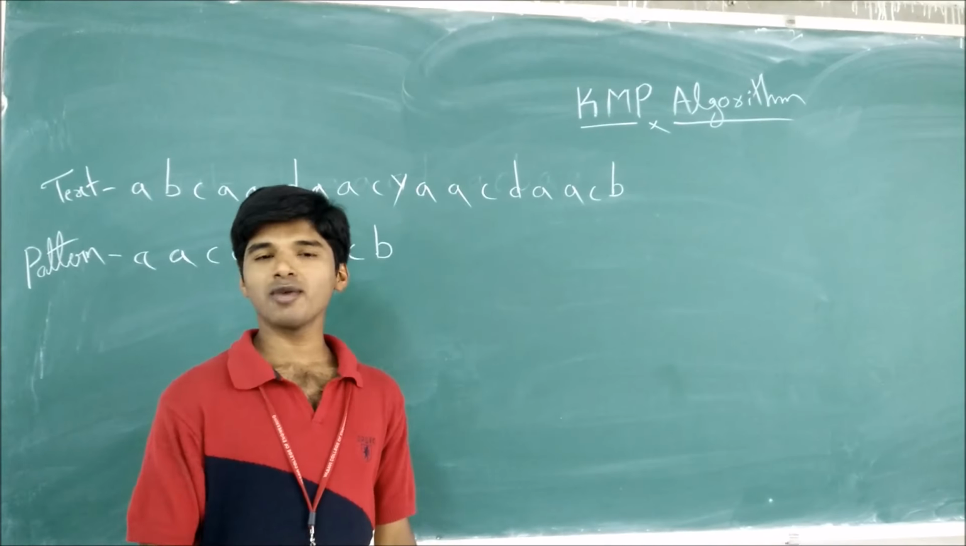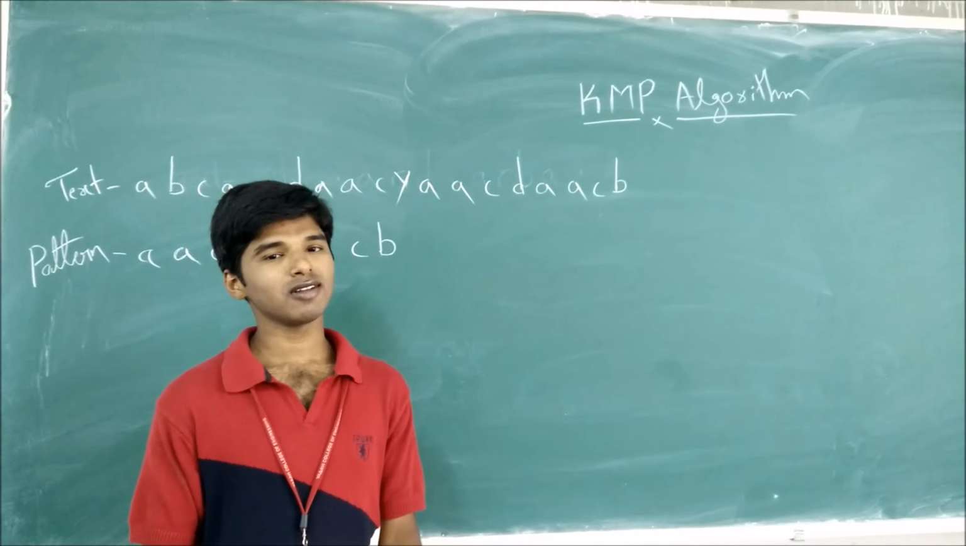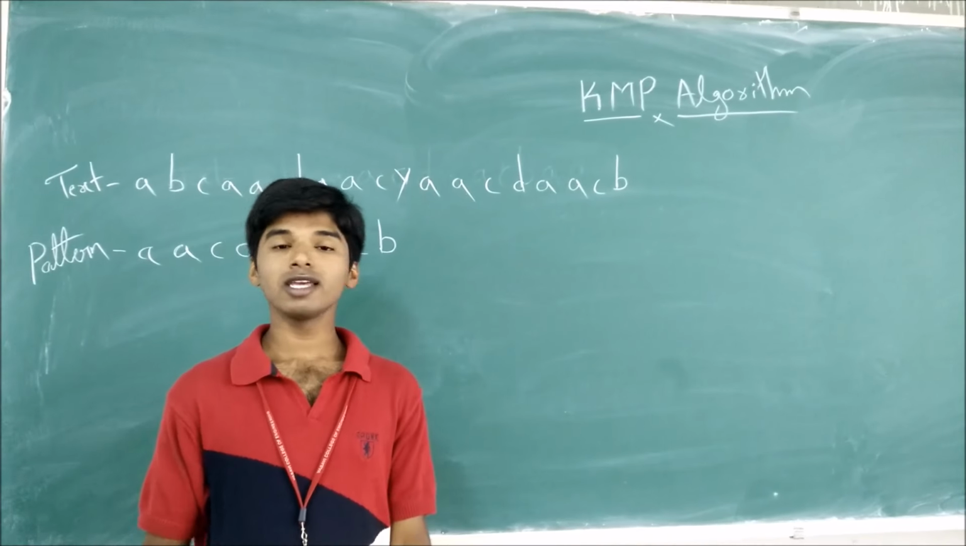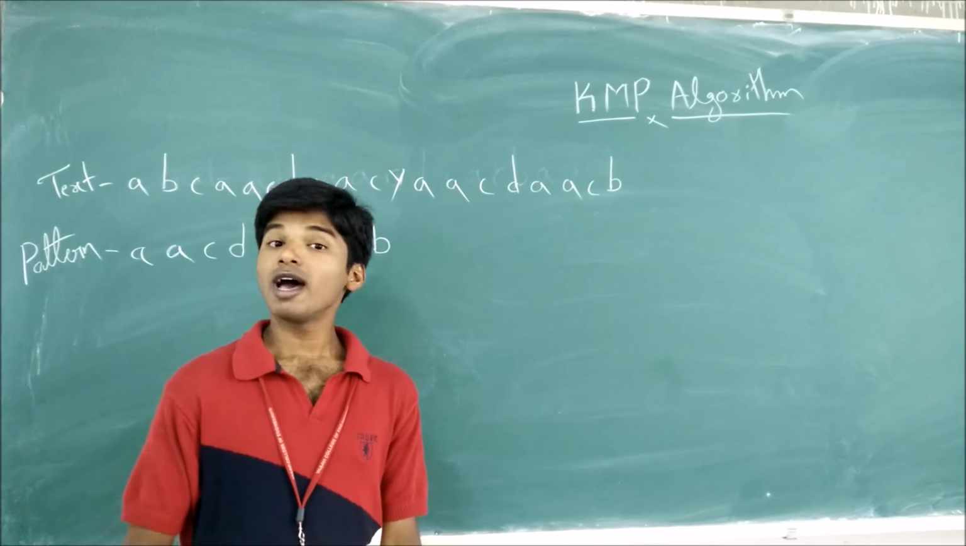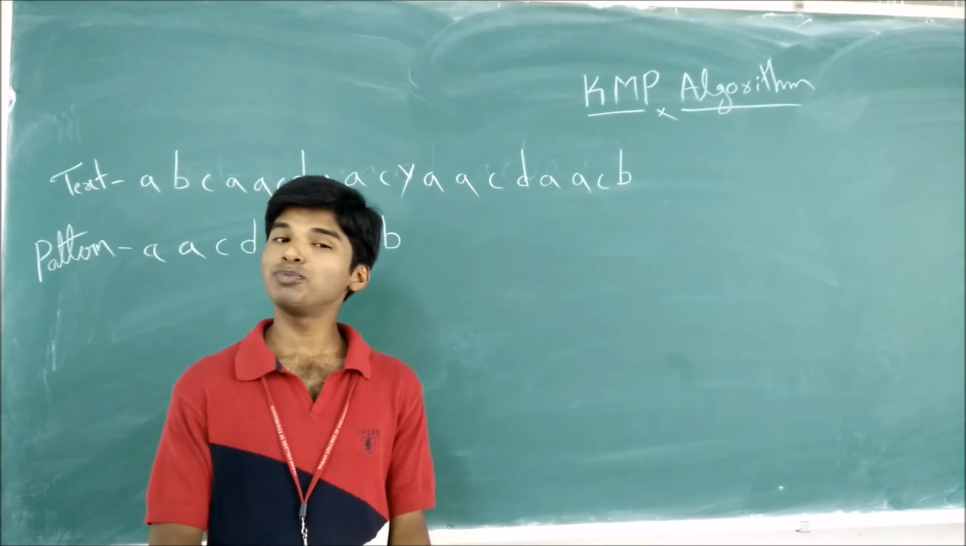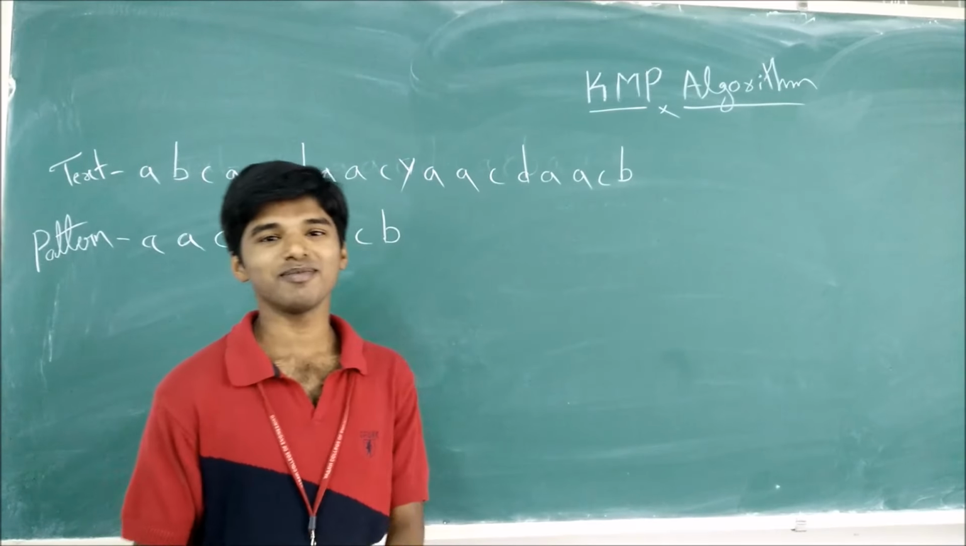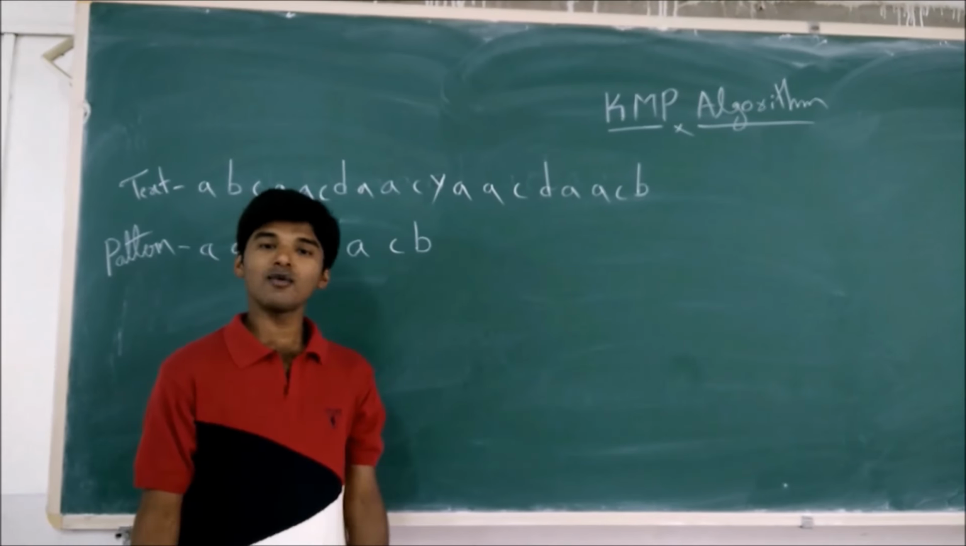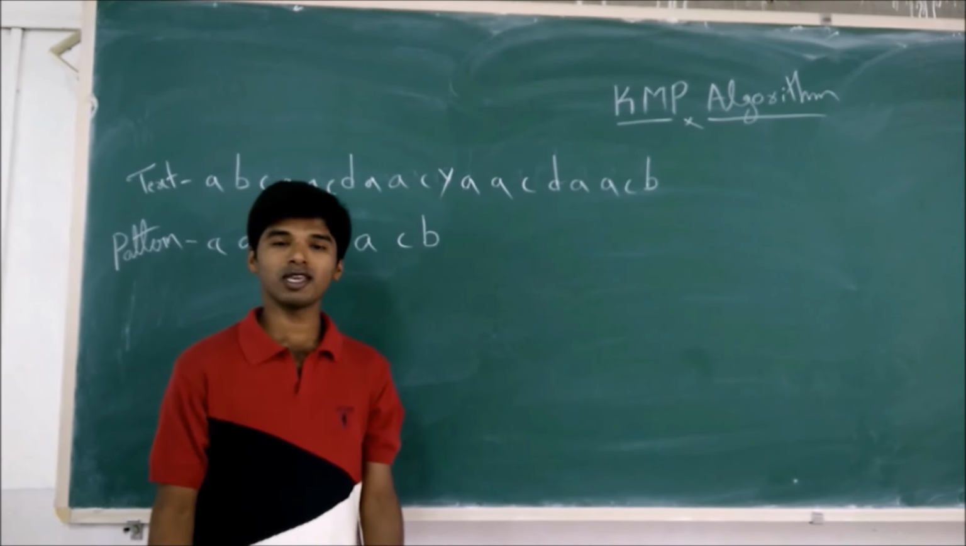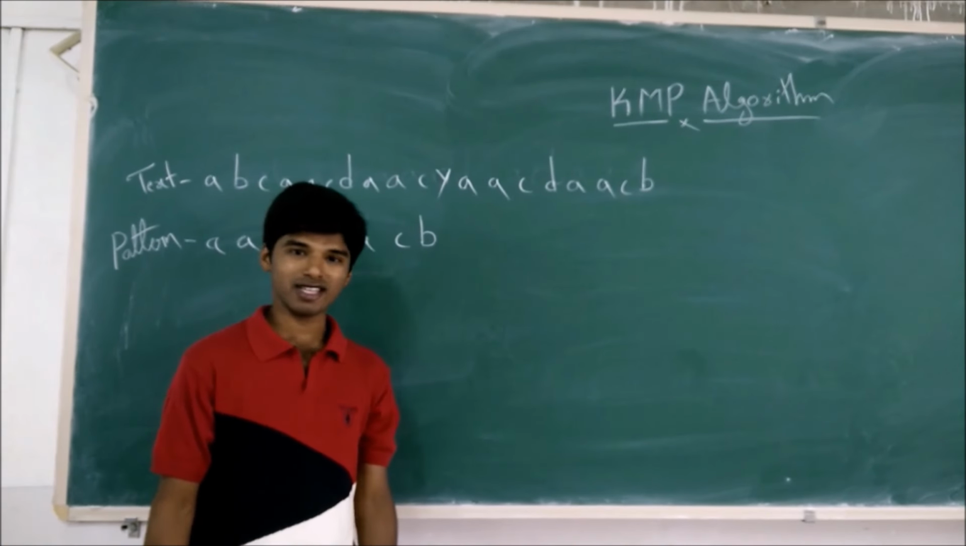We can do that in a naive way. Then what's the speciality of KMP algorithm? If we do it in a naive way, it takes big O of n times m time. But if we do it with KMP algorithm, it beautifully comes down to big O of n plus m time, which is linear time. So let's see first the naive way and then the KMP algorithm for this pattern matching.